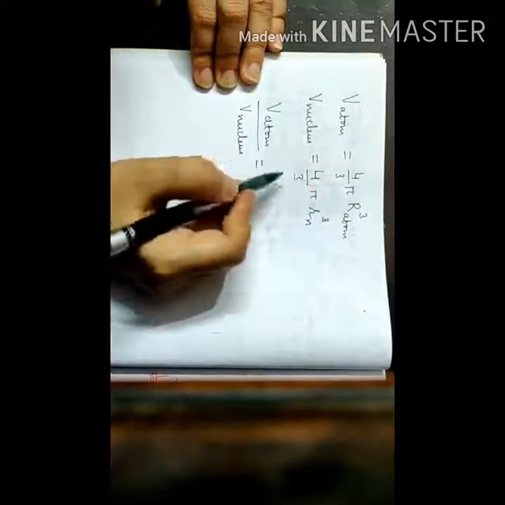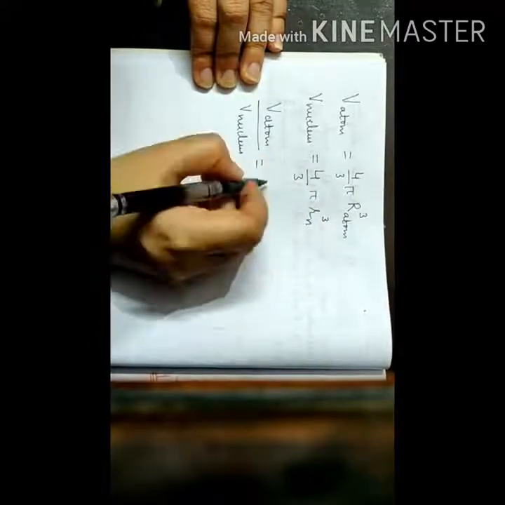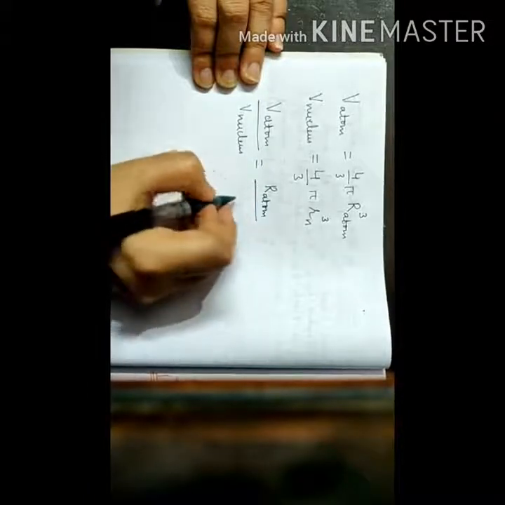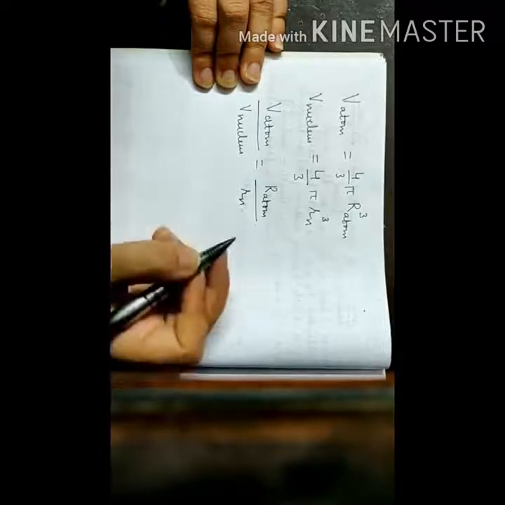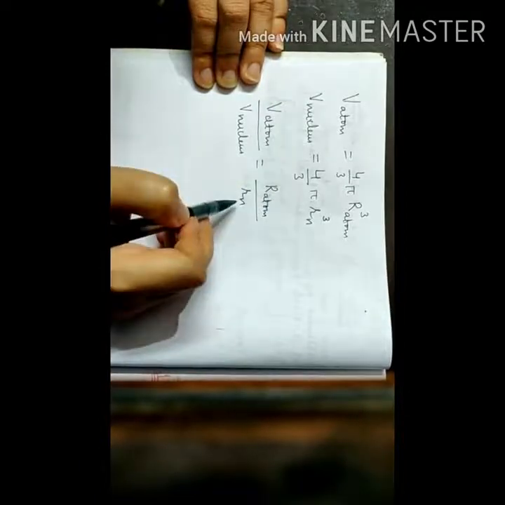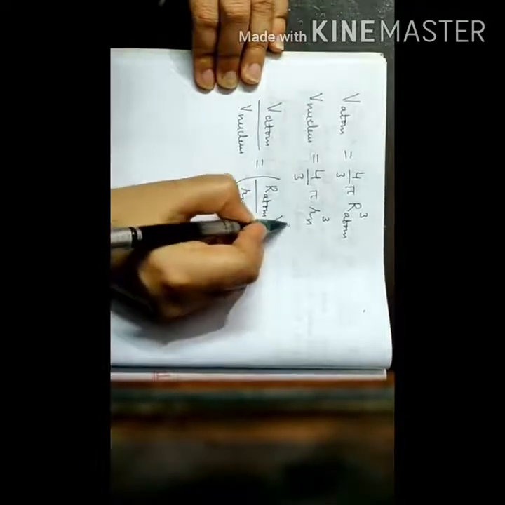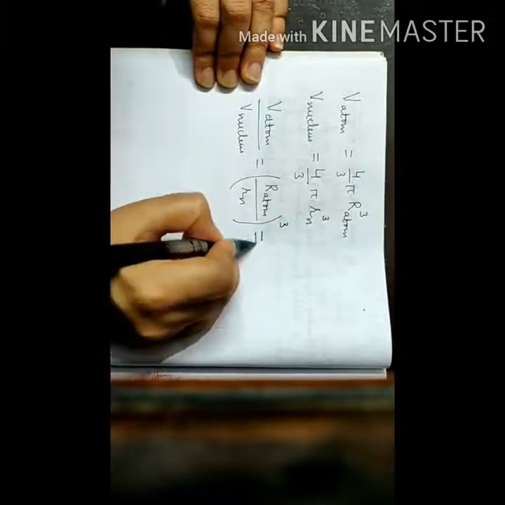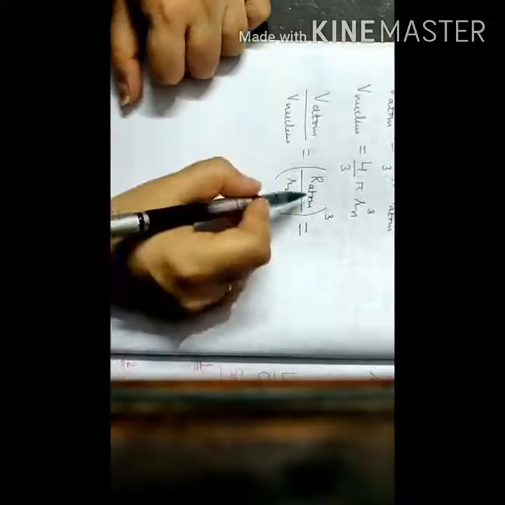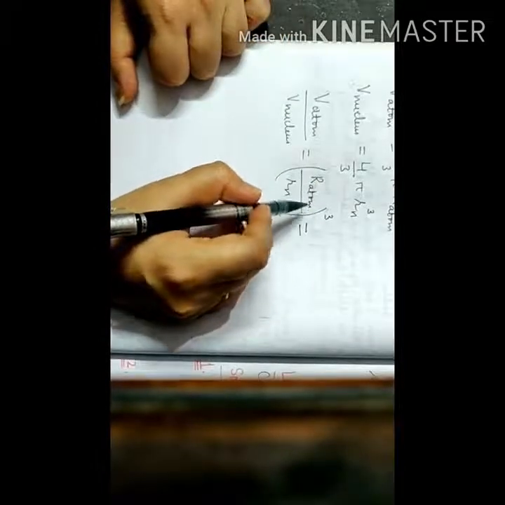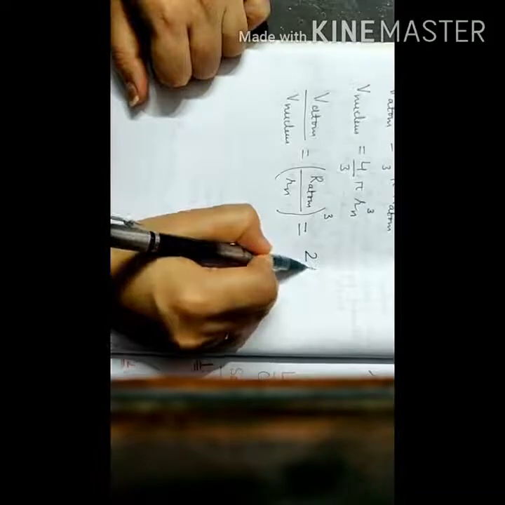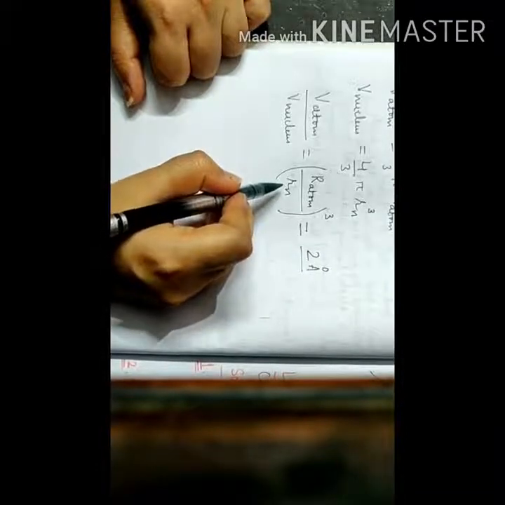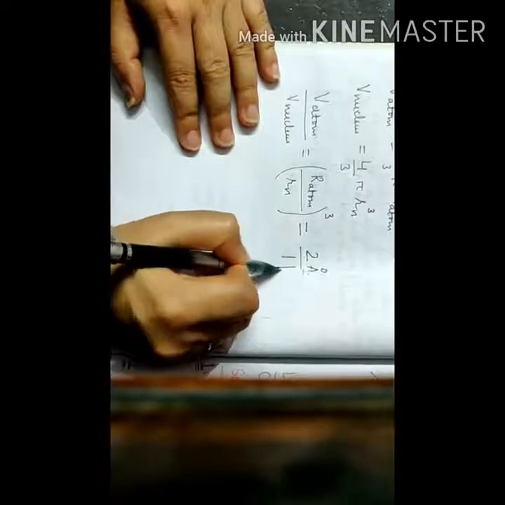4 by 3 cancels, pi cancels with pi. What are we left with? R of atom, radius of atom divided by radius of nucleus. It is of power cube, then you can write it in the whole power, whole cube. Now, what is given to you? It is given that radius of the atom is 2 angstrom. So we'll write 2 angstrom here. And it is given radius of nucleus is of order of Fermi. Then we'll write 1 Fermi.